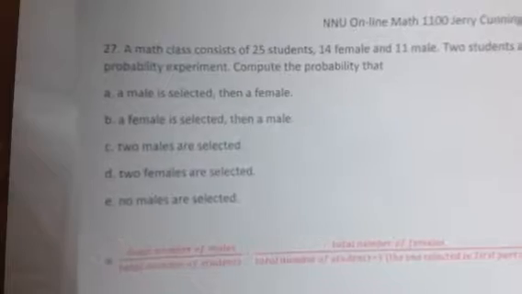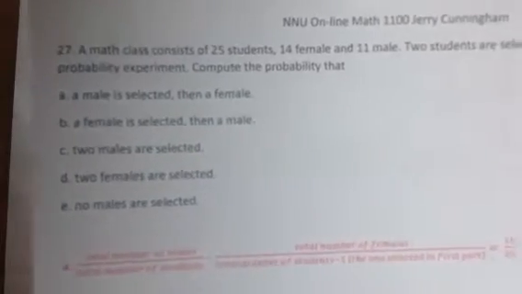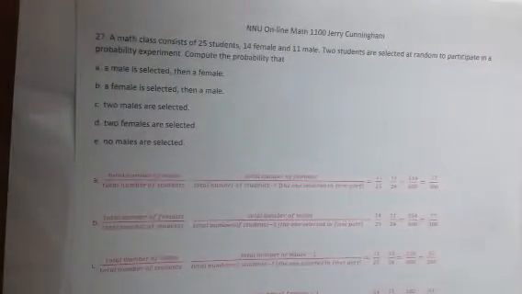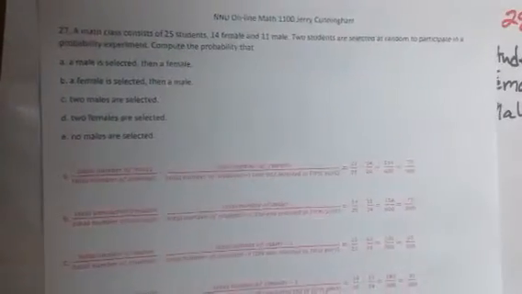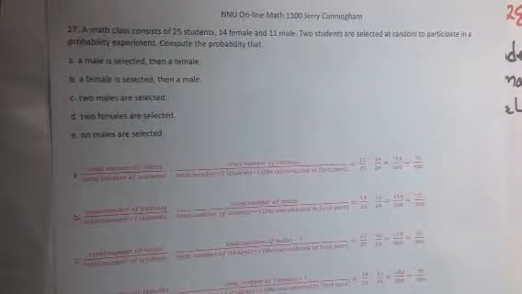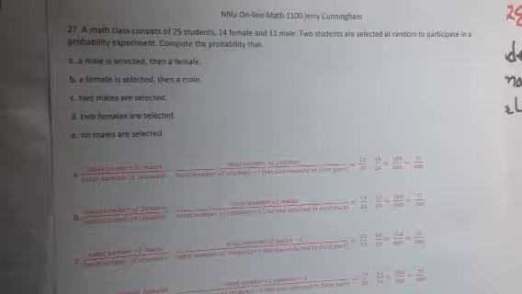A math class consists of 25 students, 14 female, 11 male. 2 students are selected at random to participate in a probability experiment. Okay, so let's set it down where hopefully you can read the whole thing at once or pretty close. A: a male is selected, then a female. So we're only selecting 2 of 25 for number 27.